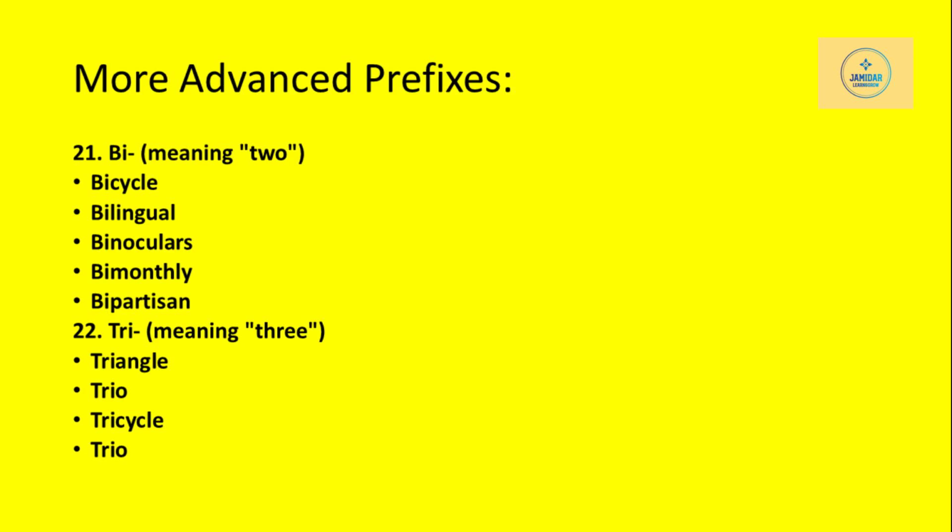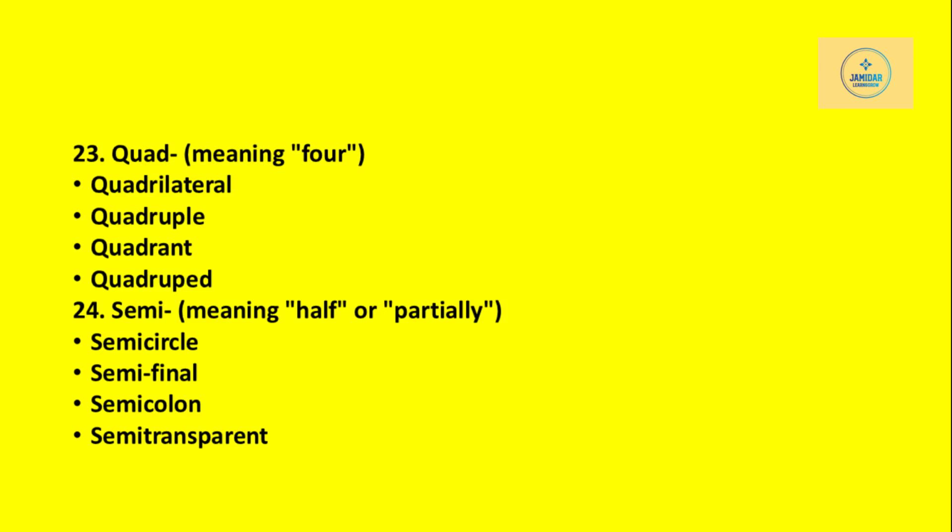Bi means two, as in bicycle and bilingual. Tri means three, found in words like triangle and trio. Next, we have quad, meaning four, seen in quadrilateral and quadruple.